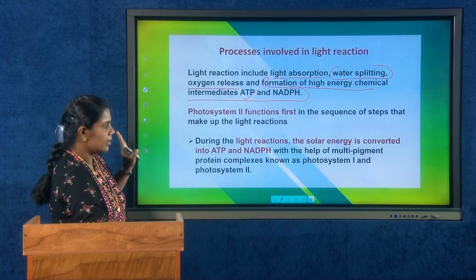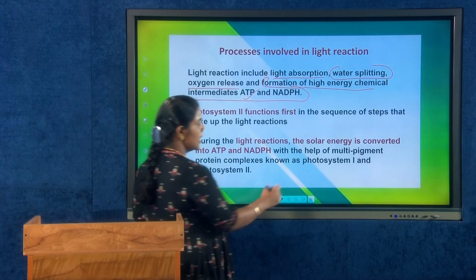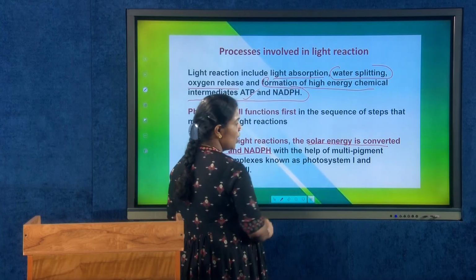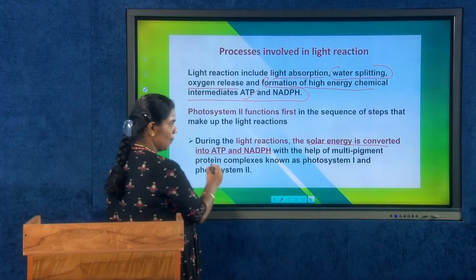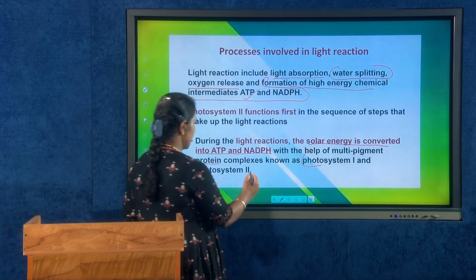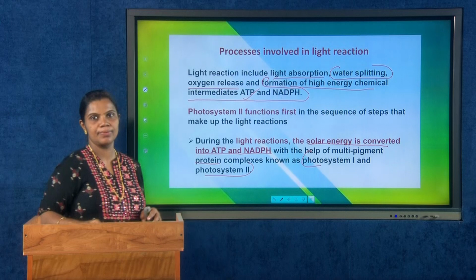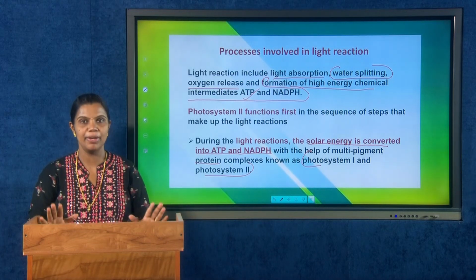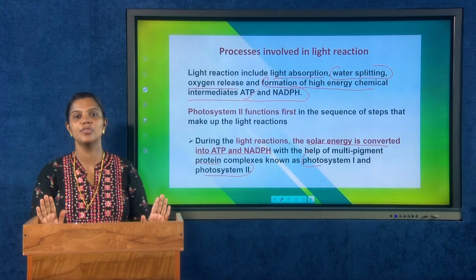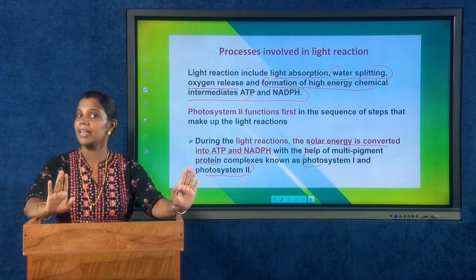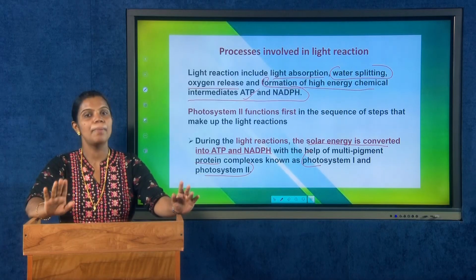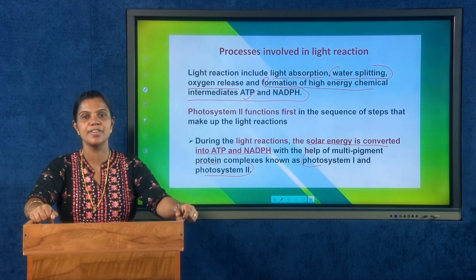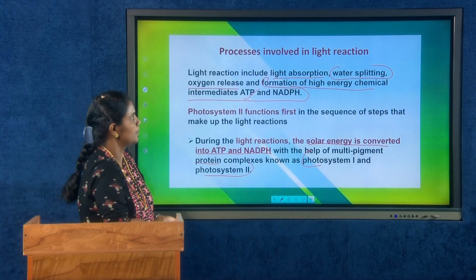In the light reaction, the solar energy is converted into ATP and NADPH with the help of multi-pigment protein complexes known as photosystem 1 and photosystem 2. So, this is what is occurring in the light reaction. Simply we can say that the solar energy is converted into energetic intermediates like NADPH and ATP by the multi-pigment protein complexes present in photosystem 1 and photosystem 2.